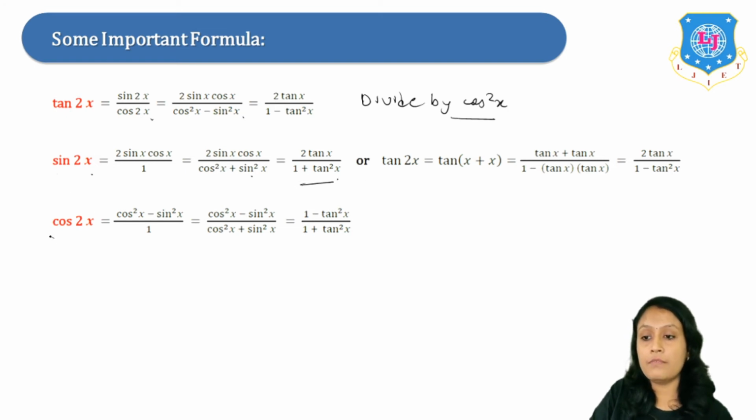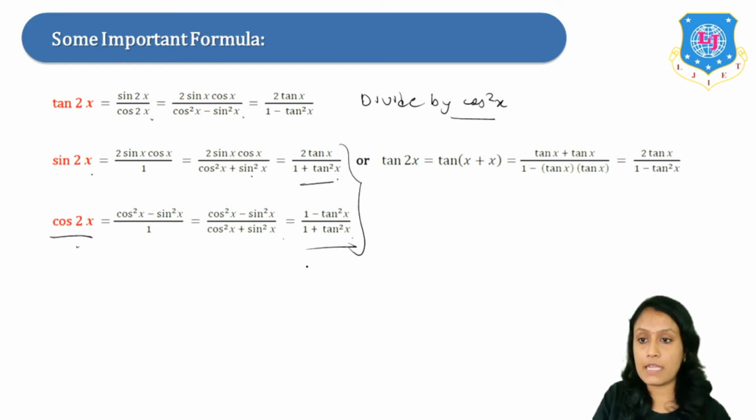Now we'll derive the formula for cos 2x again in the terms of tan x. So again we know the formula for cos 2x, that is cos square x minus sin square x. In denominator we are writing 1. In place of 1, write down cos square x plus sin square x. Again divide it by cos square x. So you will get 1 minus tan square x upon 1 plus tan square x. So these two are the formula of sin 2x and cos 2x in the terms of tan x.